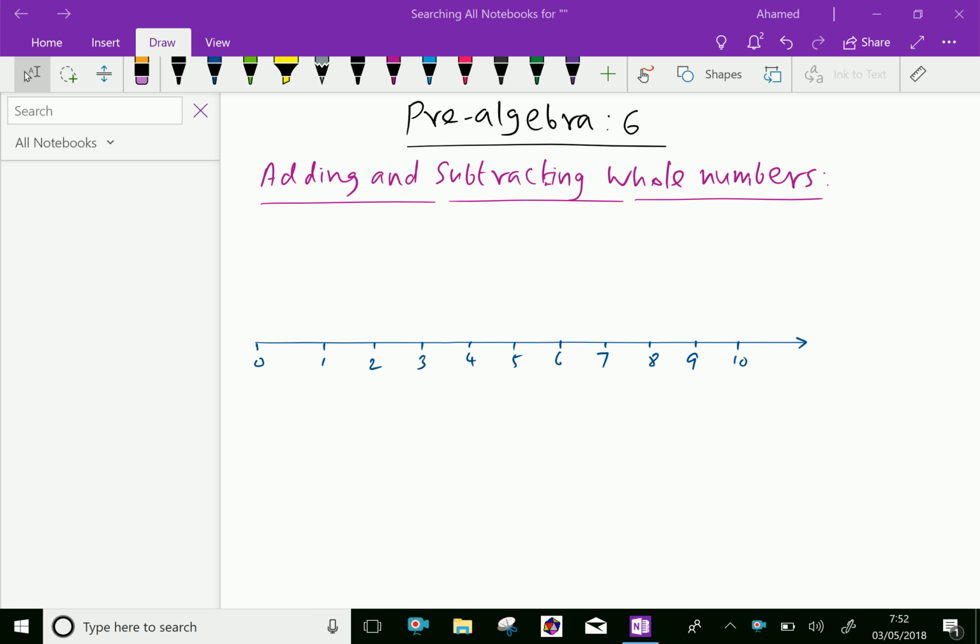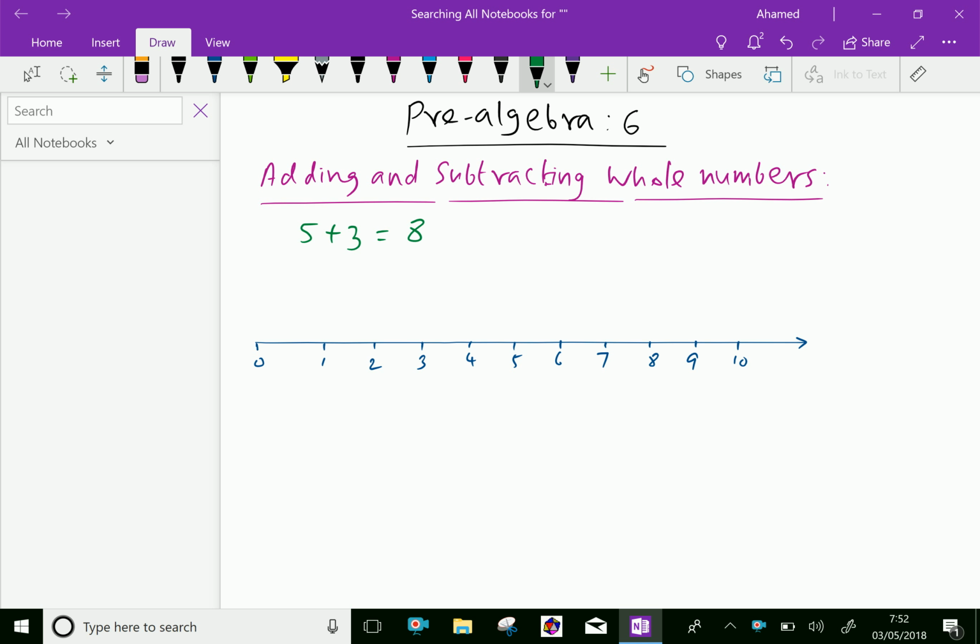In pre-algebra, let us do adding and subtracting of whole numbers. Here, it is simple cases. Now, take some numbers here, 5 plus 3. We know that 5 plus 3 is 8.